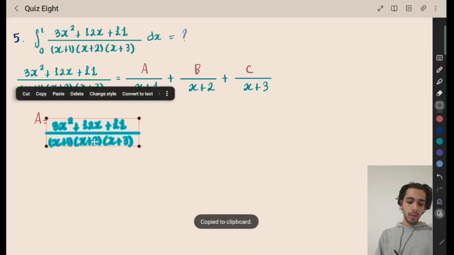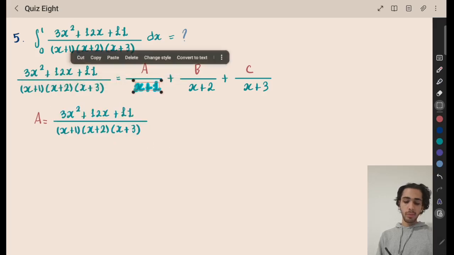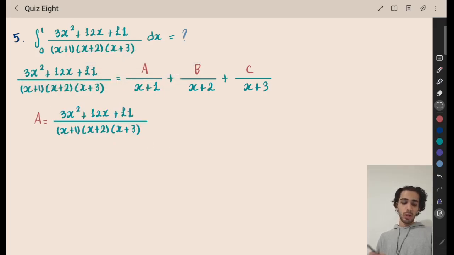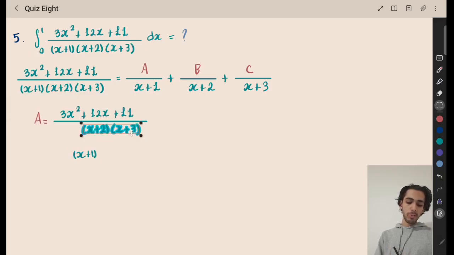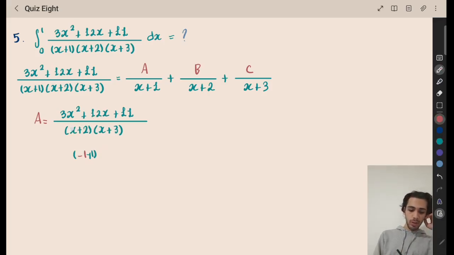So A is the coefficient of x plus 1. So I do 2 things, maybe 3 things. I remove x plus 1 from the expression. I look for the value which I can plug into x plus 1 to get 0, so the problematic value, which is minus 1, because minus 1 plus 1 is 0. And I use this value, this red value, minus 1, and I plug it in for every single x in the expression.